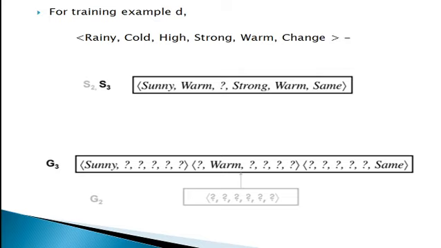In a dual fashion, the G boundary summarizes the information from the previously encountered negative examples. Here any hypothesis which is more specific than G is assured to be consistent with past negative examples. So you have to note this. This is true because any such hypothesis, by definition, cannot cover the examples that G does not cover.